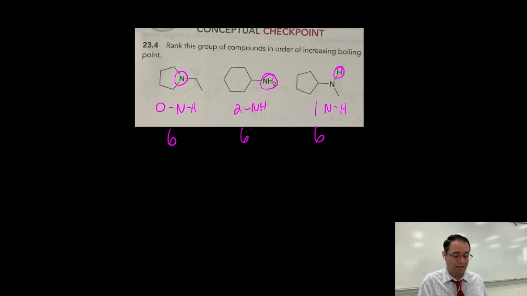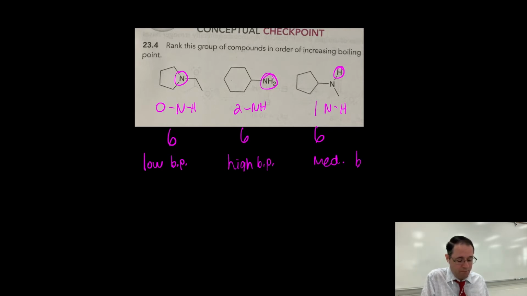So we want to look at the difference in hydrogen bonding and predict which is going to have the lowest boiling point. So this is going to have the lowest boiling point. This is going to have the highest boiling point, and this one's going to be intermediate. It's going to have the medium boiling point. Now, what about this methyl hanging off, and the 6-membered ring is not the same as the 5-membered ring? Well, the surface area of a 6-membered ring versus a 5-membered ring is so minor in comparison to the vast difference in hydrogen bonding, which is going to greatly influence the boiling point of these substances.